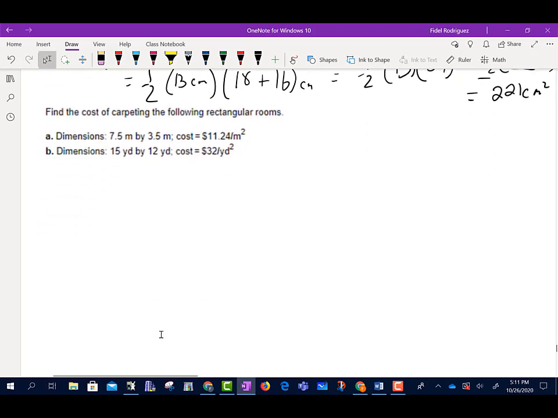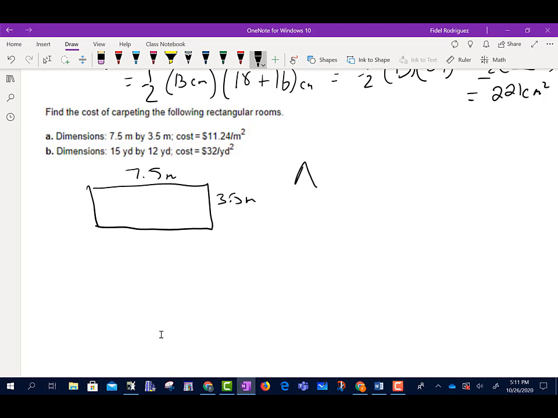All right. So the next problem here says, can we find the cost of carpeting the following rectangular rooms? Okay, so we have a room that's in the shape of a rectangle. One side is 7.5 meters. The other side is 3.5 meters. So let's find the area. So the area is the length times the width. So I'm going to take 7.5 times 3.5.